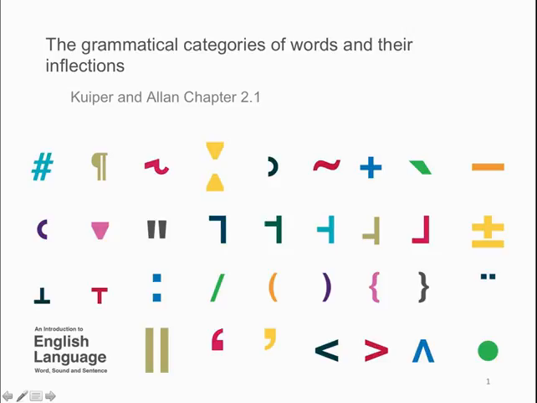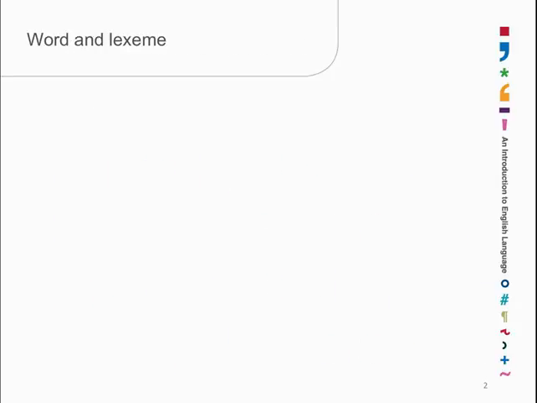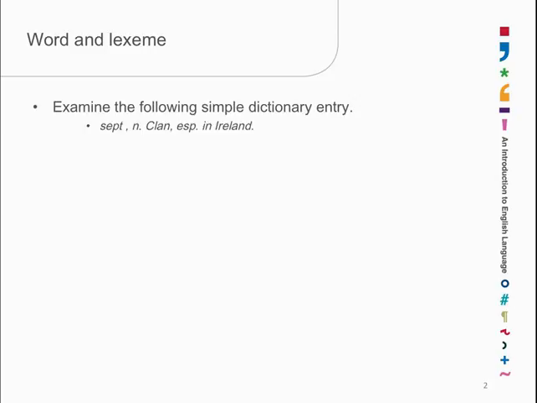To do that we have to make a distinction between the common or garden vocabulary item word, which is ambiguous in various ways, and the technical term lexeme, which is what linguists like to call words. To do that, let's look at a simple dictionary entry. It's the dictionary entry of the word sept, which most of you are not familiar with, but it makes for a nice, small, neat dictionary entry.